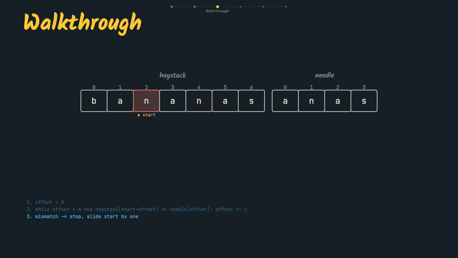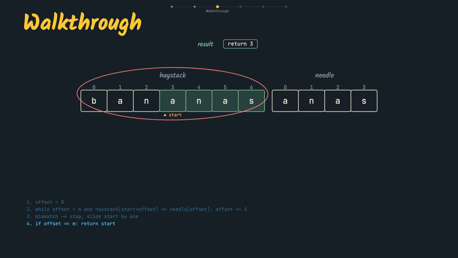Index 2. The needle wants A, the haystack has N, wrong on the first letter, slide again. Index 3. First letter matches, second matches, third matches. Fourth letter, all 4 agree. Return 3. Index 3 was also the last spot the needle fits. One step further and it runs off the end.